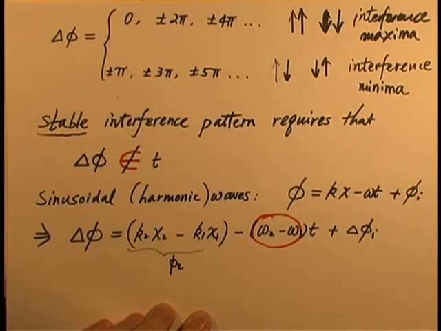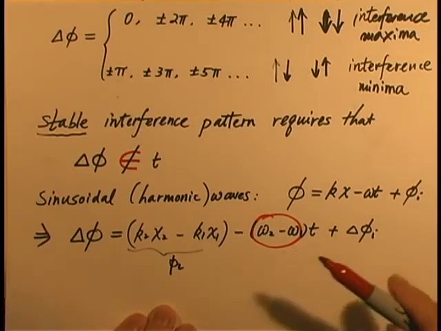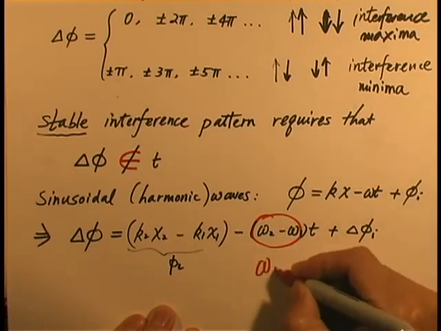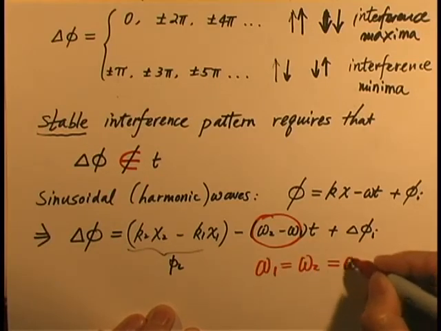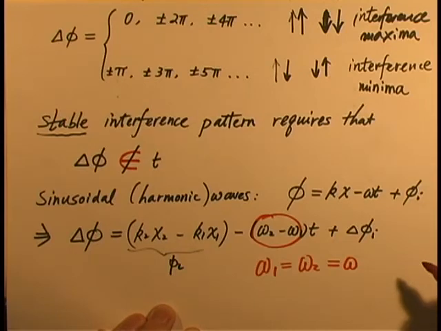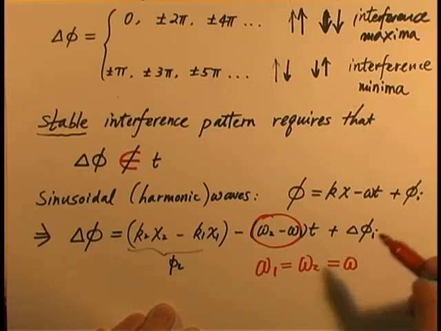What did that tell you? It tells you that omega 2 minus omega 1 has to equal 0. In other words, omega 1 equals omega 2. We also call it omega, just give the common term. This is the first condition for coherence. So one of the conditions for coherence: they must have the same exact frequency. And that makes sense.